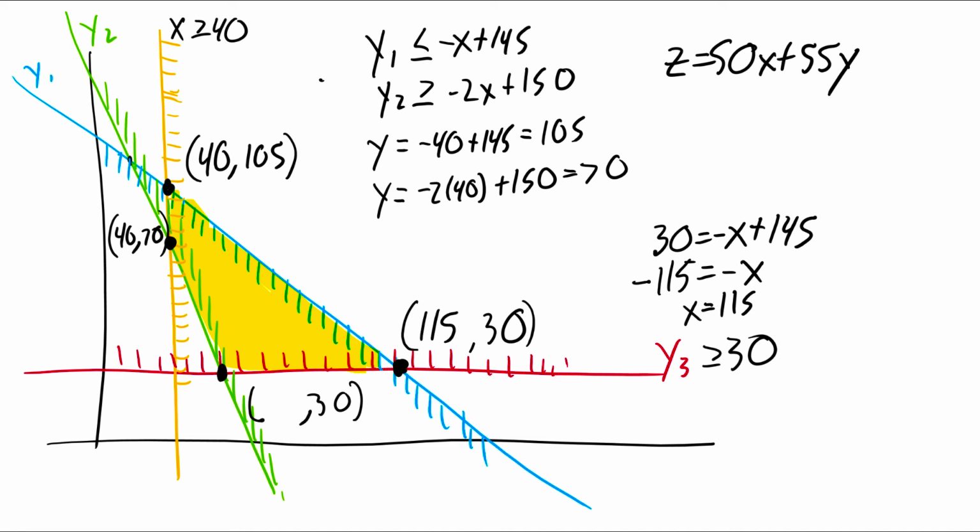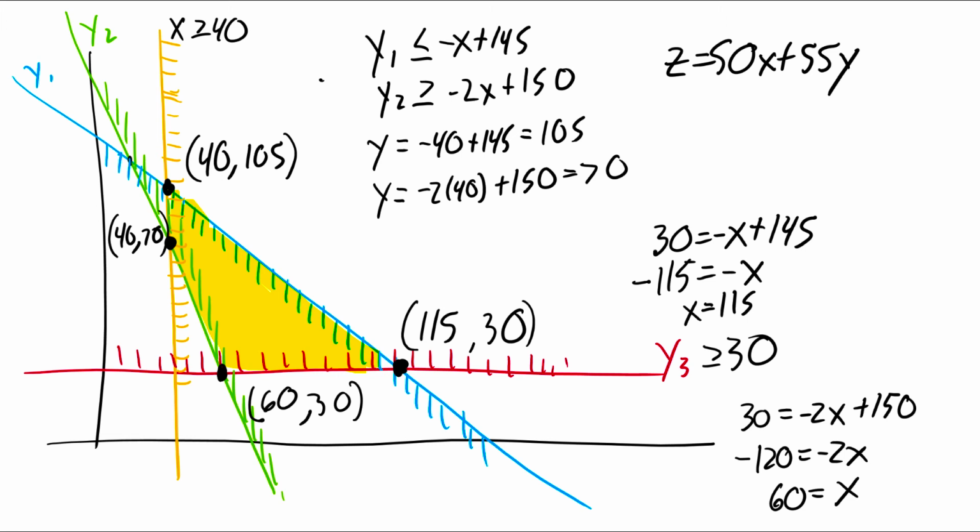And then for y2, that's 30 equals negative 2x plus 150. We'll subtract 150 from both sides, so negative 120 equals negative 2x. Divide by negative 2, that gives us 60 equals x. So our x value is 60. Again, we could have used the intersect function on our calculator to find those two, but it's not terribly difficult when we're finding points on a vertical line or a horizontal line.